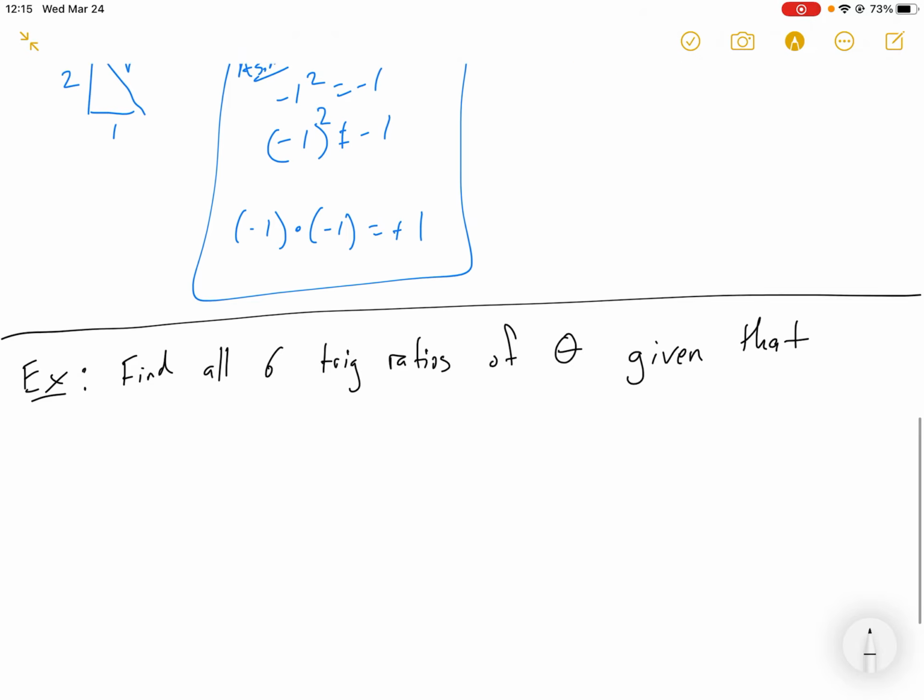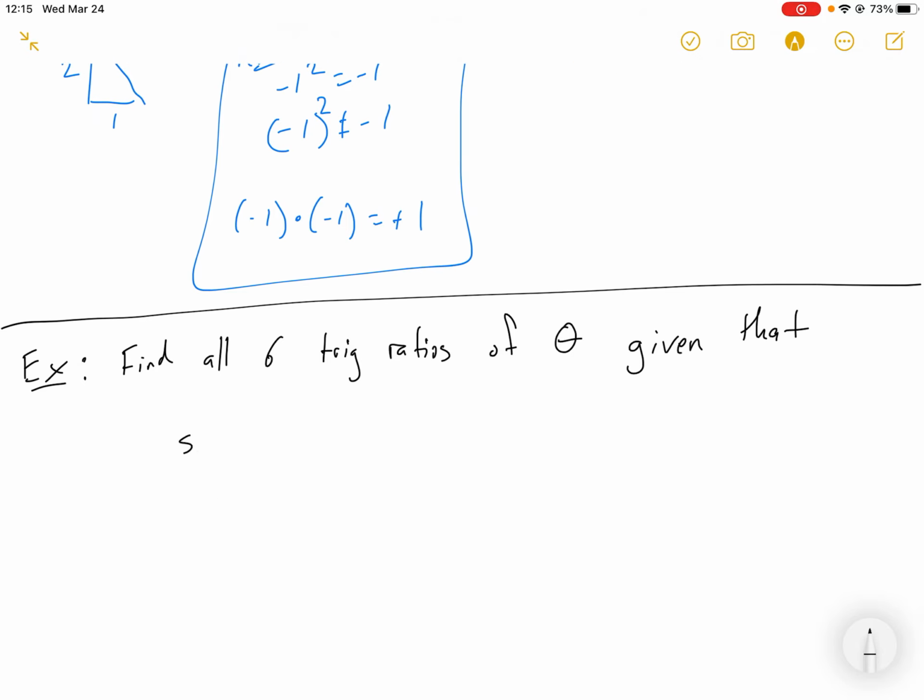given that, so notice this will be a little bit different. Sine of theta is going to equal -5 over 7. And I'm also going to tell you that secant of theta is less than 0.